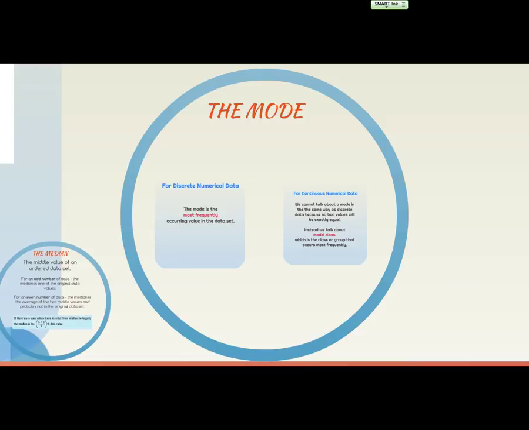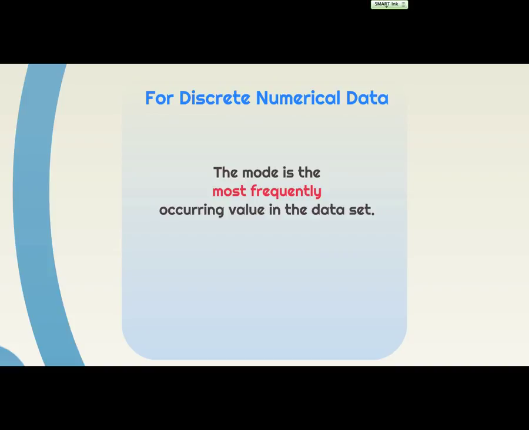So we touched on this yesterday. So for the mode, there's kind of two different types. If you've got discrete numerical data, remember we talked about that yesterday, that is like if you have just those whole number answers, those positive integer answers, the mode is the most frequently occurring value in the data set. So whatever number shows up the most is the mode. And again, that's the mode because we've got those individual values.